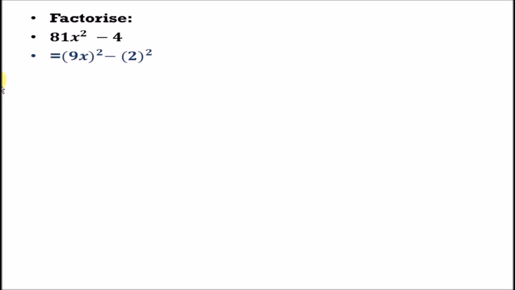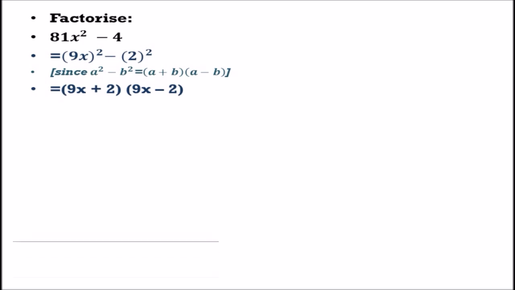So now this is taking the form of a square minus b square. Now let's flip the identity, since a square minus b square can be written as a plus b into a minus b. So this can be expressed as 9x plus 2 into 9x minus 2. So the factorization is done. Let us do one more question. 121 by 25 y square minus 49.